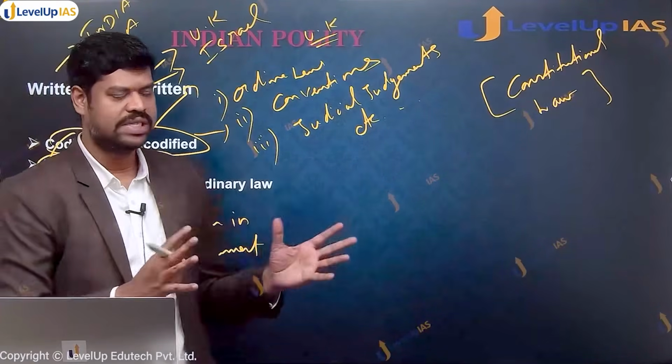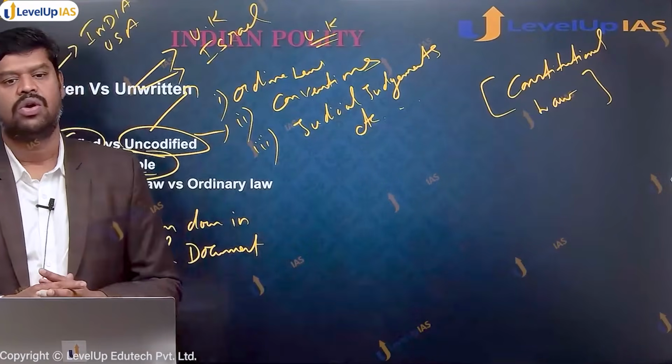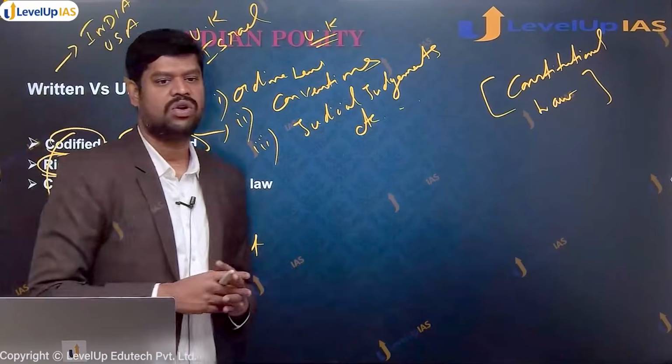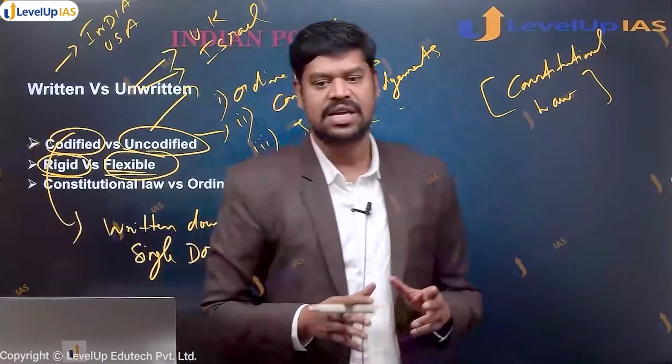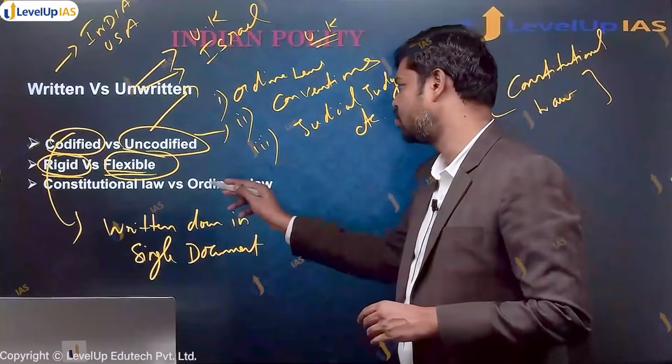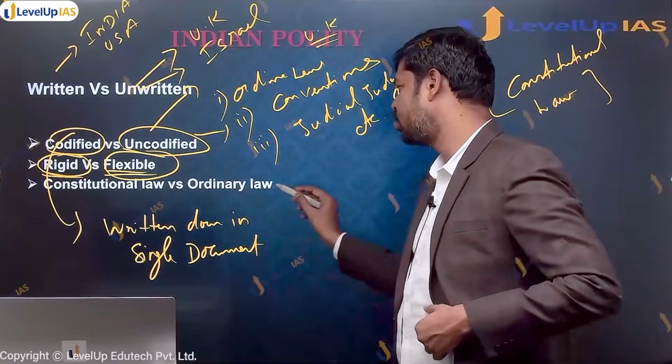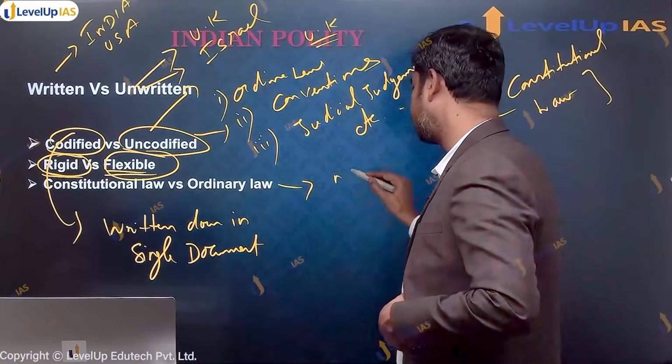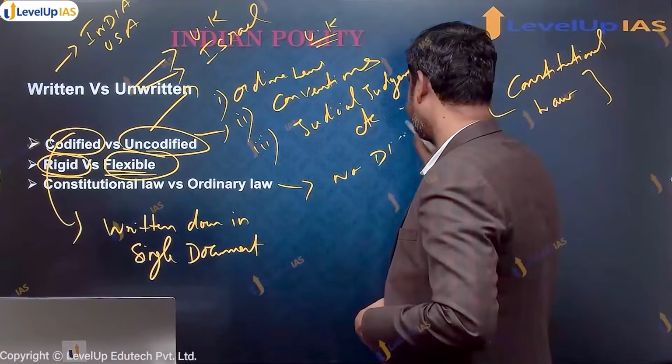So there does exist a difference between constitutional law and ordinary law. But that distinction does not exist in an unwritten constitution. In an unwritten constitution, there is no such distinction. No distinction in an unwritten constitution. Why?